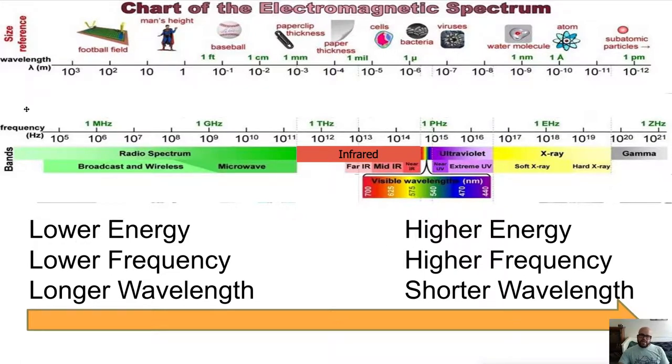So over here we have radio waves, and they have lower energy, lower frequency, and a longer wavelength. And over here on the gamma radiation end, we have higher energy, higher frequency, and shorter wavelength. And they increase from here to here. So infrared and visible are towards the middle, and you have radio waves over here and gamma rays over here.